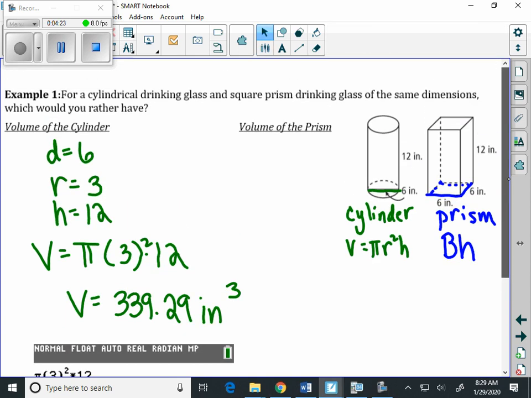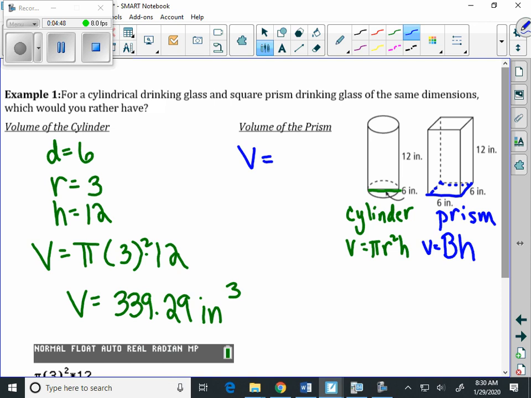And you probably have some experience with the volume of a cylinder and volume of a prism, at least I hope you do. But once again, the formula for the volume of the prism is area of the base. I have the base highlighted over there. And what we have is the same side length here. So the volume is actually going to be base times height, 6 times 6 times 12.